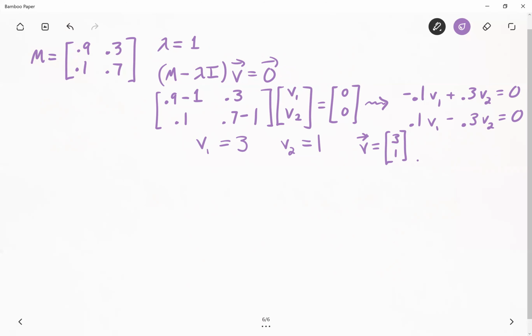Similarly, I'd like to calculate an eigenvector for the second eigenvalue. Maybe I'll call that kappa. That was 0.6.